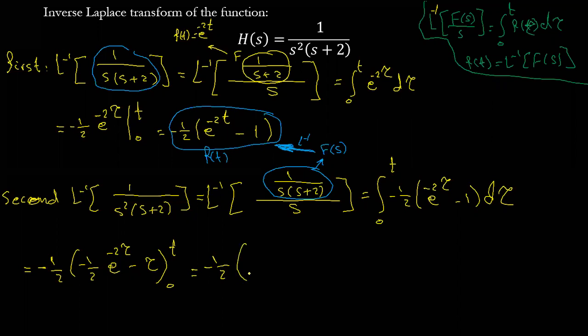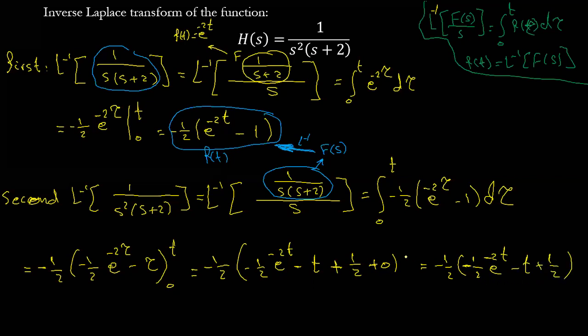Plug in please the t first. So negative half, e to the negative 2t minus t, minus, it is a plus because I have a minus here, so it's plus half, because e to the 0 is 1, minus 0, plus 0. So the final answer is negative half e to the negative 2t minus t plus half. If you try to use partial fractions, you will get the same answer. You are free. If you use the product between 1 over s squared and 1 over s plus 2, you will get the same answer.